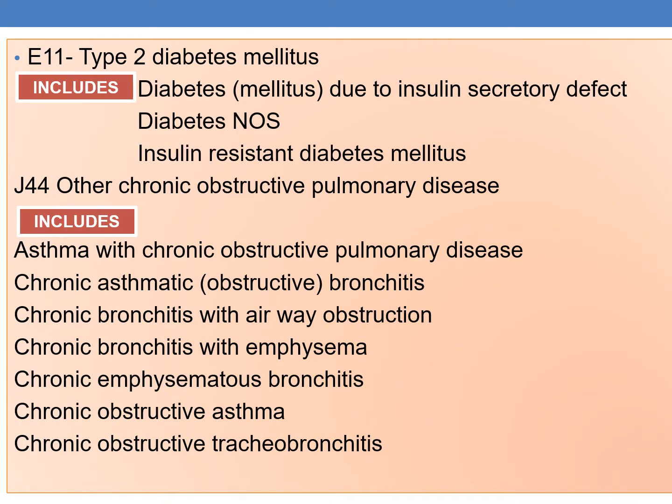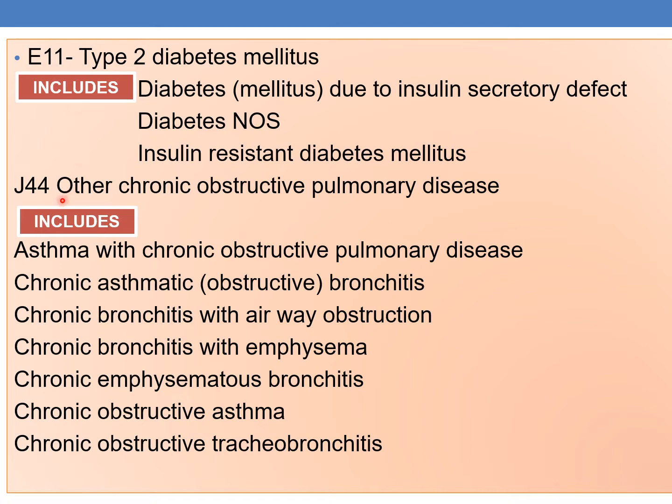Coming to some more examples. Under E11, which is nothing but type 2 diabetes mellitus, you find an includes note, which includes diabetes mellitus due to insulin secretory defect, diabetes NOS, insulin resistant diabetes mellitus. So all these terms are included in this particular code. Whenever the physician documents diabetes NOS, we need to go for the E11 category, and similarly when he documents insulin resistant diabetes mellitus, we have to give E11.